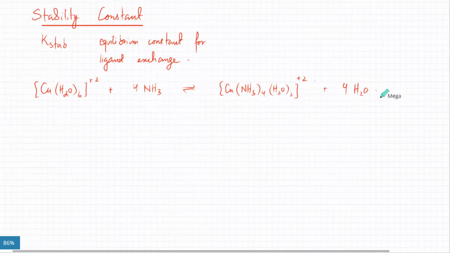So this specific thing is a ligand exchange equation that we did earlier as well. Now in this ligand exchange, since it's an equilibrium reaction, the equilibrium constant would be known as K stability. It's the concentration of the products divided by the concentration of the reactants.